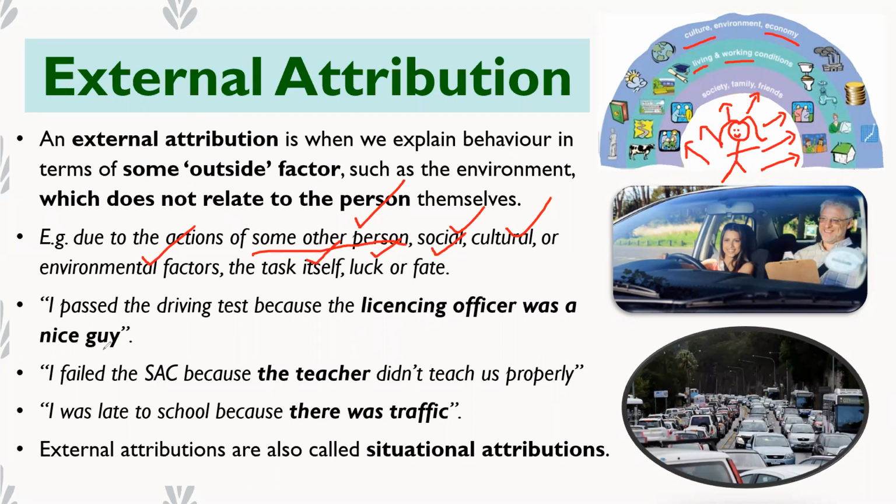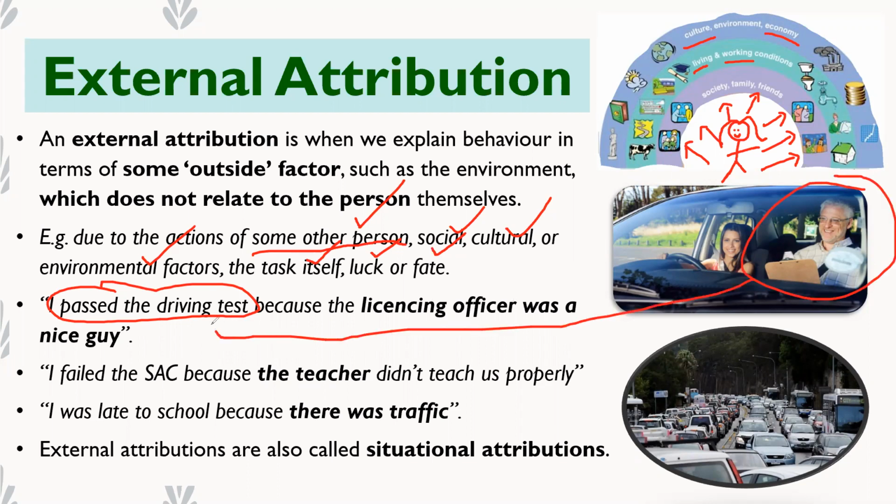So you'll see that in the first example here. I passed the driving test, which is obviously a behavior, because the licensing officer was a nice guy. Okay, so you're not really attributing that behavior to you being a skilled driver or all that 120, 130 hours of practice you did, but rather that your licensing officer was a nice guy. Okay, I failed the SAC because the teacher didn't teach us properly. So the teacher in this case is not you, it's an outside factor, it's an outside person. I was late to school, and this is a common one, probably an accurate one, but still a common one. I was late to school because there was traffic. Okay, so traffic again is an outside factor there. You're not blaming it on yourself.